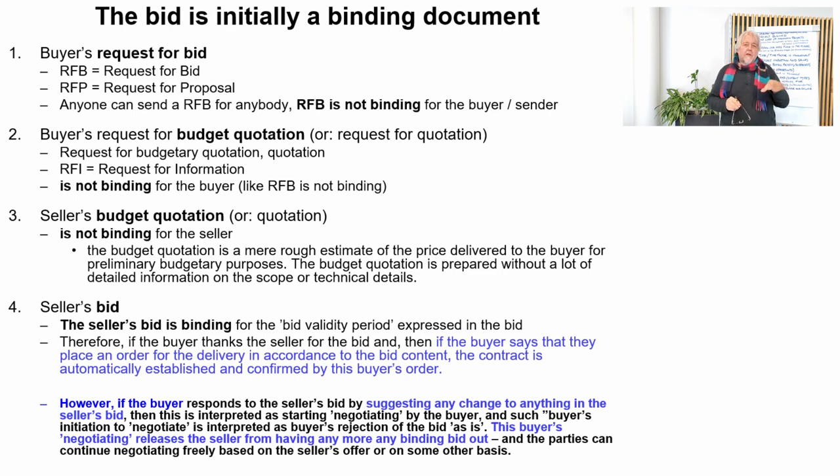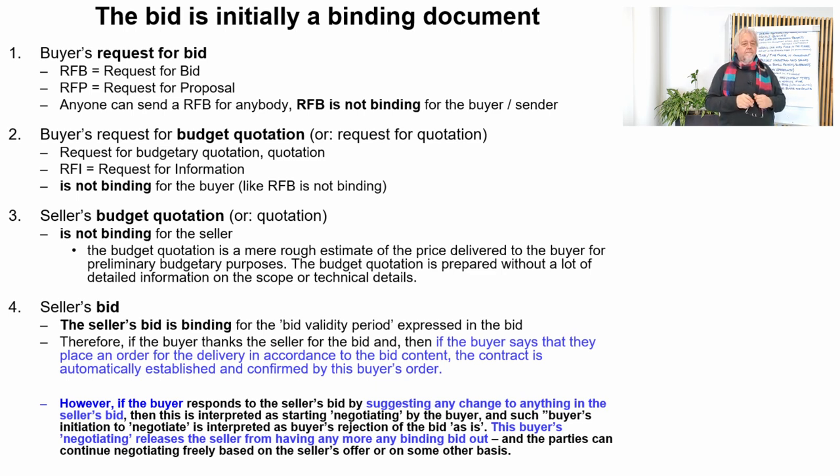However, then there is this last bullet. If the buyer responds to the seller's bid by suggesting any change to anything in the seller's bid, even moving a comma to another place, then this is interpreted as the buyer starting to negotiate, and then this action frees the seller from being bound to this bid. So that is not binding anymore afterwards, and both parties can negotiate it as they want.